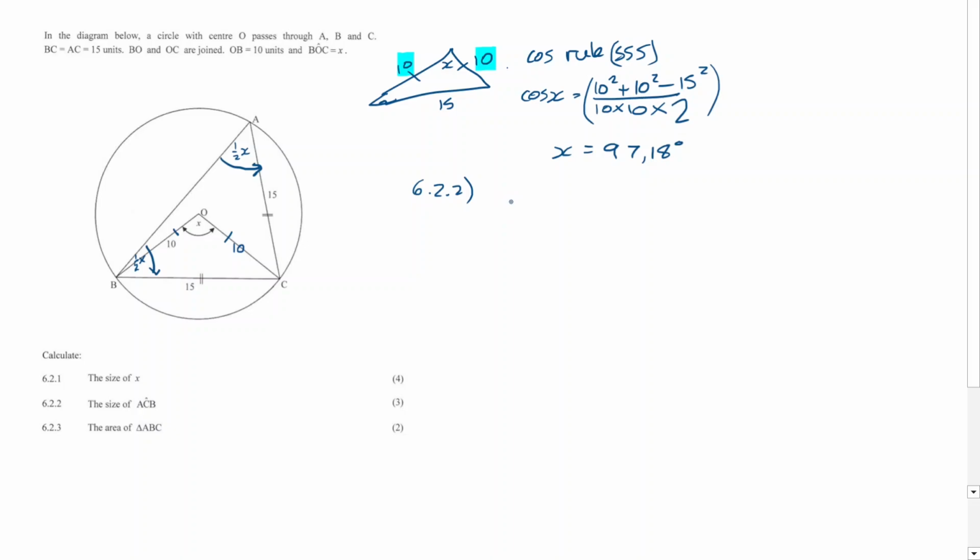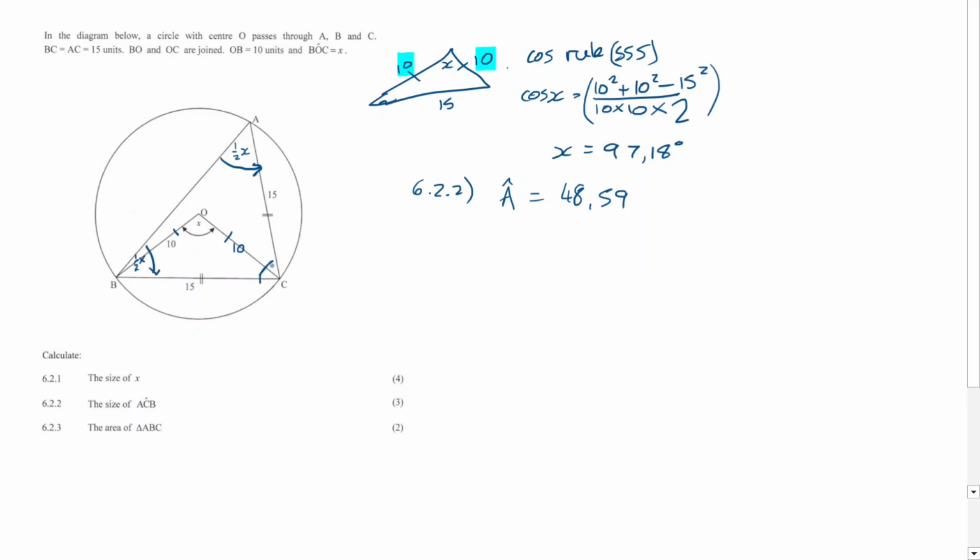Everything that I'm saying in words you would have been writing as reasons. So just bear with me that there will be a lot more writing going on here. For everything you do, you get a mark for the reason that you've said it. And so if this angle is x, the angle A is half x. Reason: angle at center is double angle at circumference. And so what is the angle at the circumference? It's just half of this, and so that's 48.59. And so what is angle ACB?